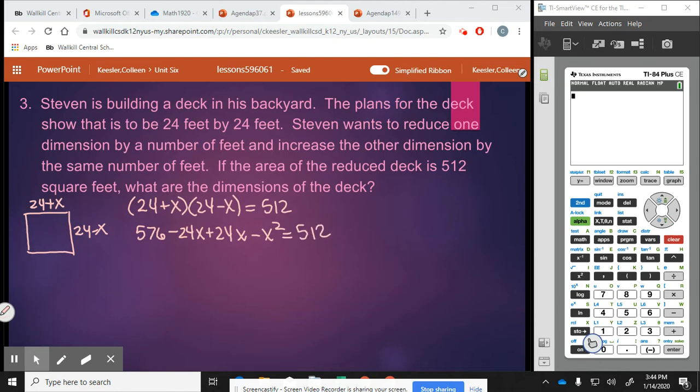So I'm going to rearrange this and write negative x squared. And then the 24x and negative 24x cancel out. So plus 576 equals 512.